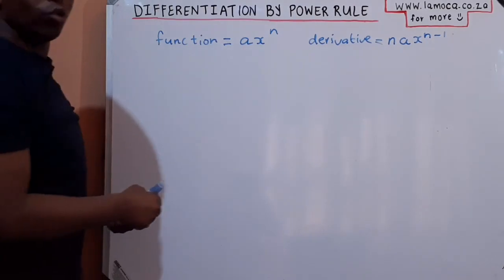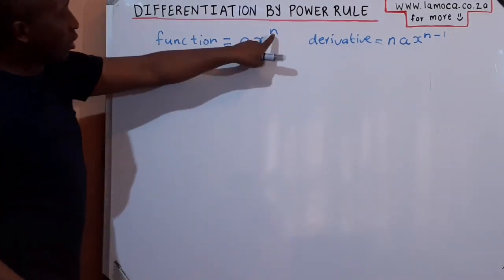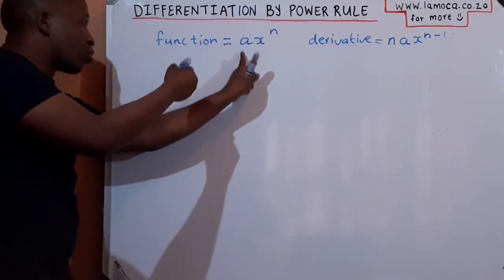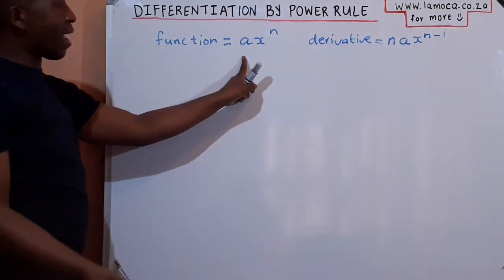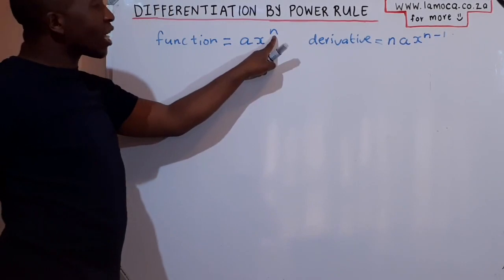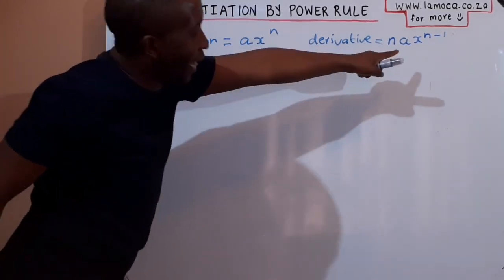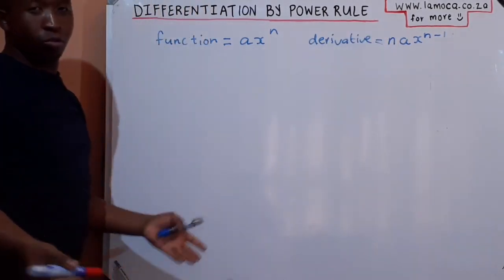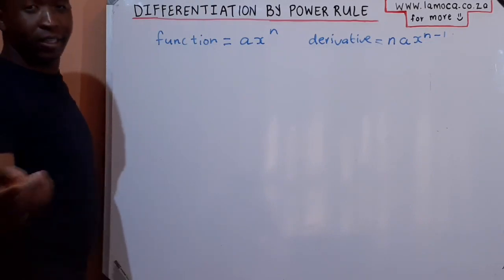And it is always the case. So what you simply do is you take whatever exponent you have, you multiply it with whatever coefficient you have, and that will give you the new coefficient, which is n times a. And on your old exponent, you subtract 1, which is that n minus 1 you see, which becomes the new exponent on your derivative.